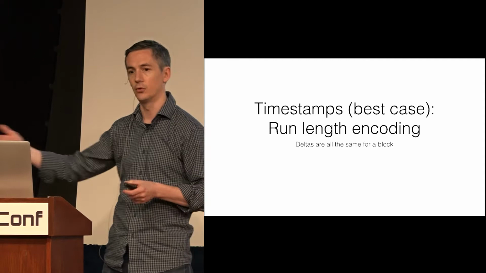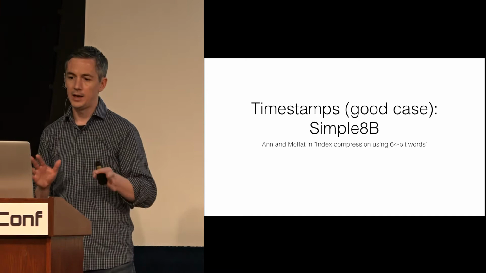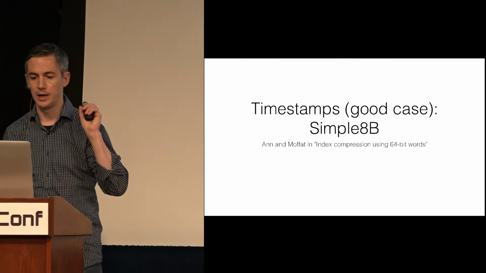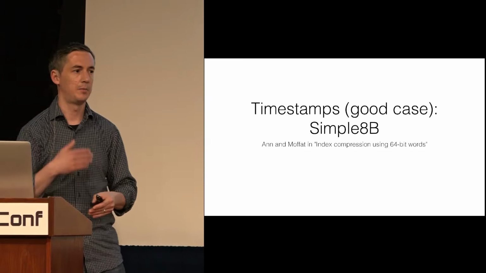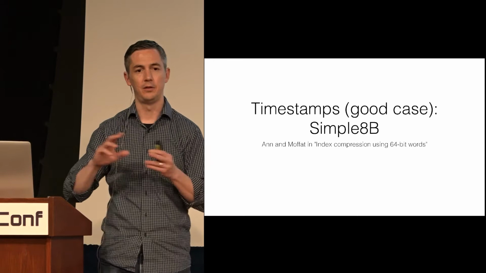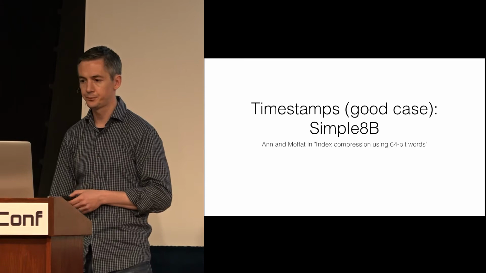In the OK case, we use a compression technique called Simple8b. It's pulled from the paper by Anh and Moffat, "Index compression using 64-bit words." That's for cases where it looks kind of like a double delta encoding. Timestamps aren't fixed collection intervals at bucketed times. They could be variable, right? They could have some jitter by a second or two, or microseconds or milliseconds.